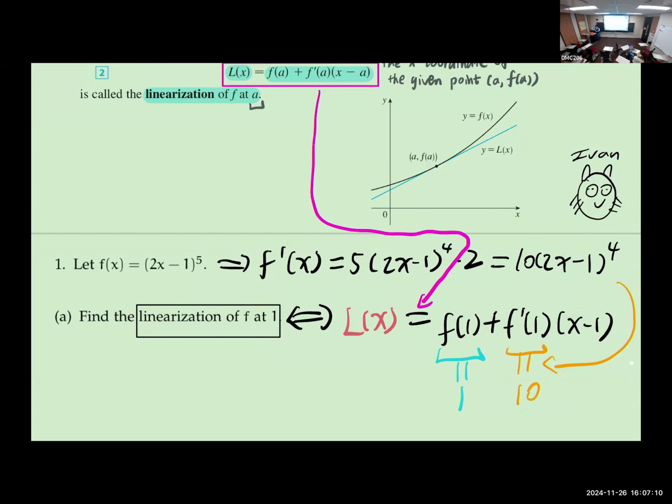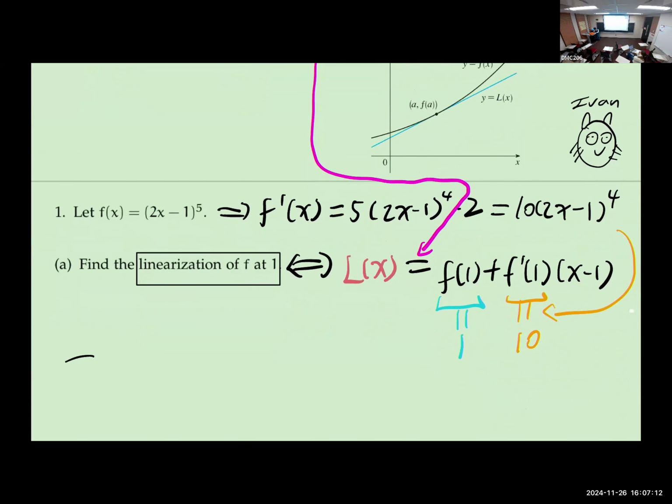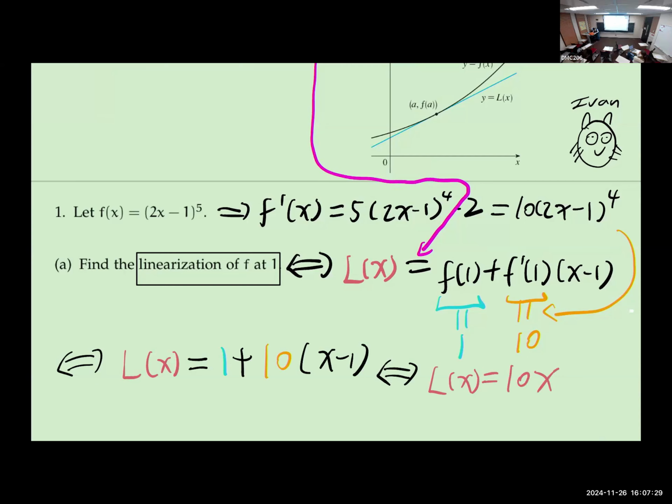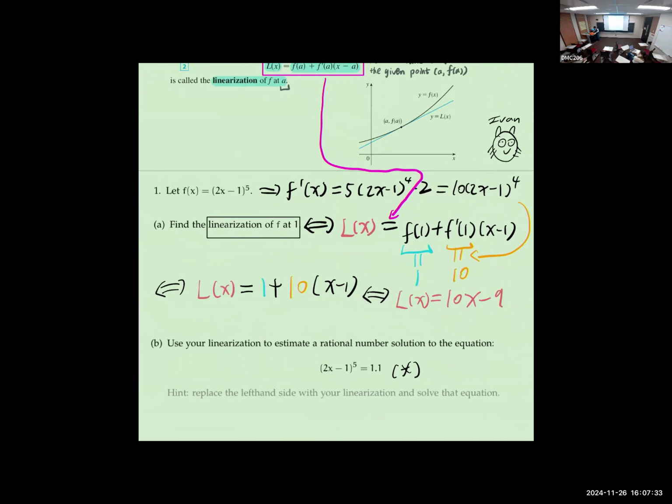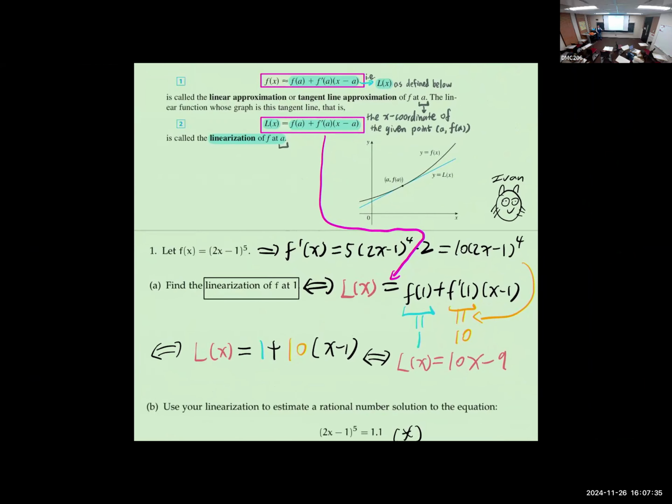Therefore, L of x has been computed. It's just 1 plus 10 times x minus 1. In other words, L of x is just 10x minus 9. So that's part A. Is everything clear?